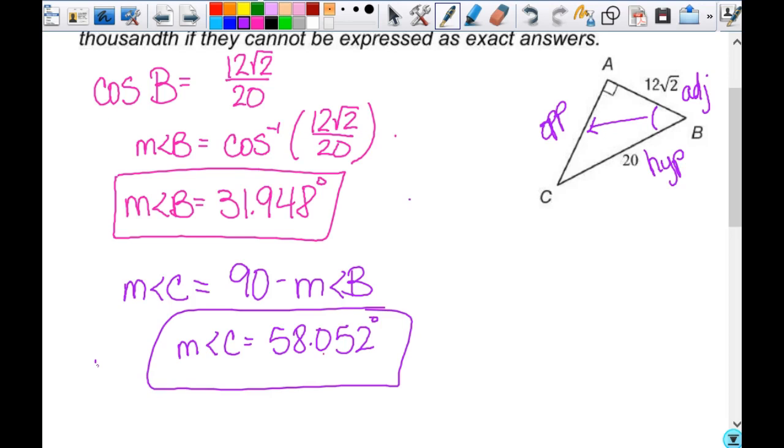So now I need to find this missing side. I'm going to call this X so that I have something to call it. And then I'm going to do what to get my exact answer? Pythagorean theorem. So go ahead and get started on the Pythagorean theorem with that, and I'm going to go check. Okay, so I have x squared plus 12 square root of 2 squared equals 20 squared, all right? So what is 12 square root of 2 squared?